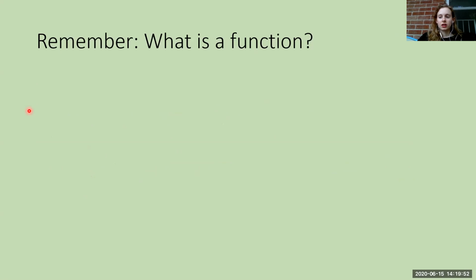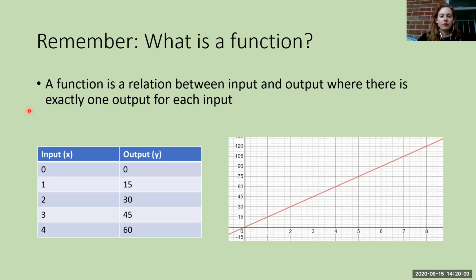All right, so first question I'm gonna ask is, I'd like you to think back to last week, think back to your previous learning experiences in math, and try and remember, what is a function? What's the definition of a function? Well, a function is a relation between input and output where there's exactly one output for each input. So broadly speaking, a function is this relationship between two things, between input and output, and it's a specific type of relationship where there's exactly one output for each input.